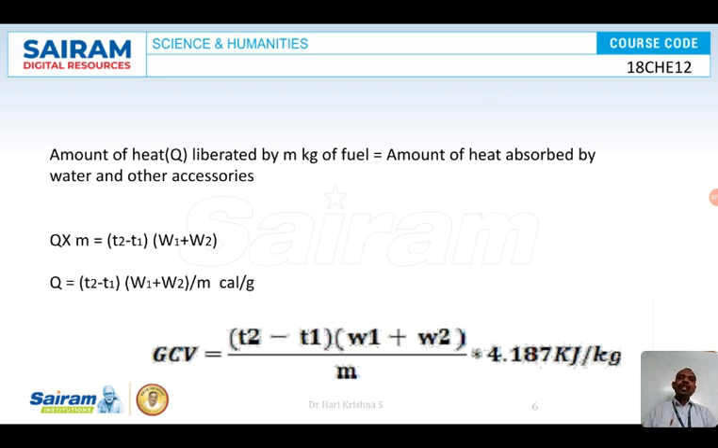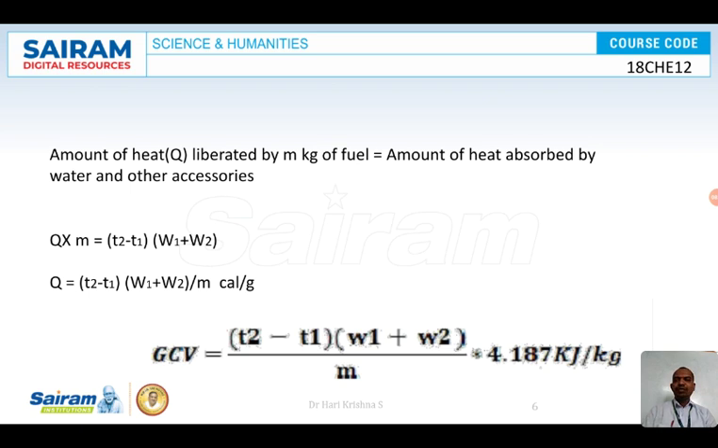So the amount of heat absorbed by water is measured by the difference in temperature, that is T2 minus T1, and the other accessories, whatever heat is absorbed, is given by W1 plus W2, that is the total water equivalent. So what do we want? We want the amount of heat liberated. So kick this M down. When we do, we get Q equals T2 minus T1 into W1 plus W2 divided by M calories per gram. This calories per gram is the CGS unit.